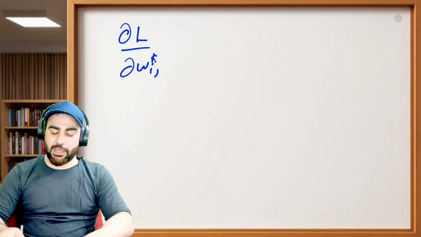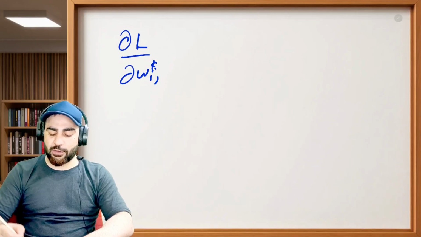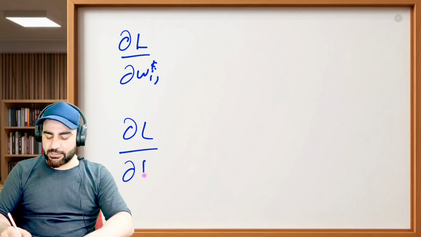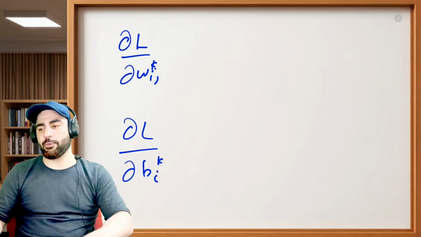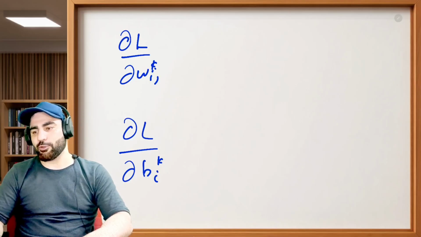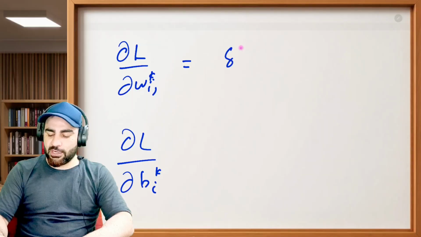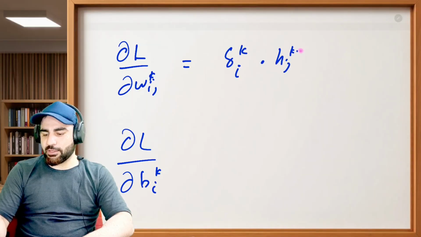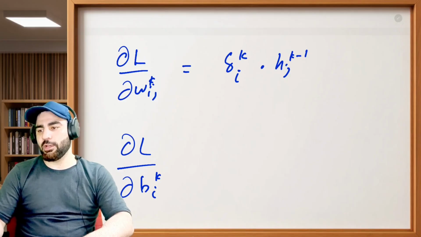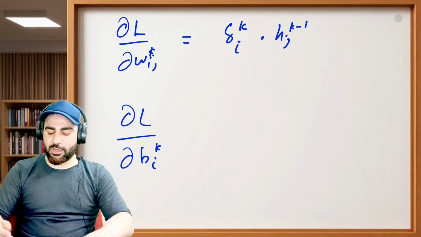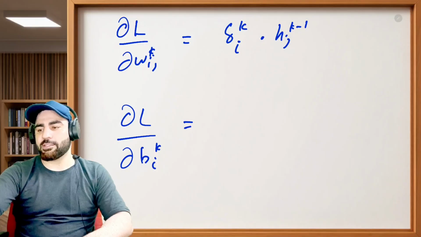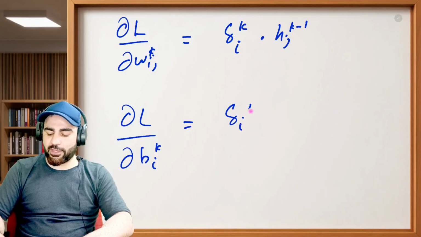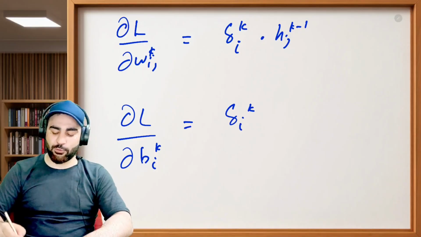So if you have this delta now, based on this you have to compute this, and you have to compute this b_i of k. And you know what this is equal to? Previously we have also seen this. This is equal to delta_i of k multiplied by h_j of k minus 1, element-wise. Similarly for the bias, this is directly equal to delta_i of k, and we have again seen this in the previous lecture. How do we arrive at these results?